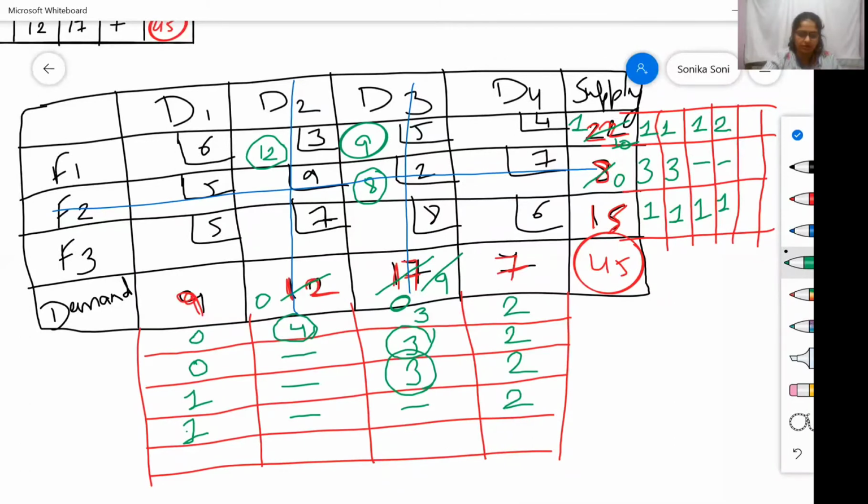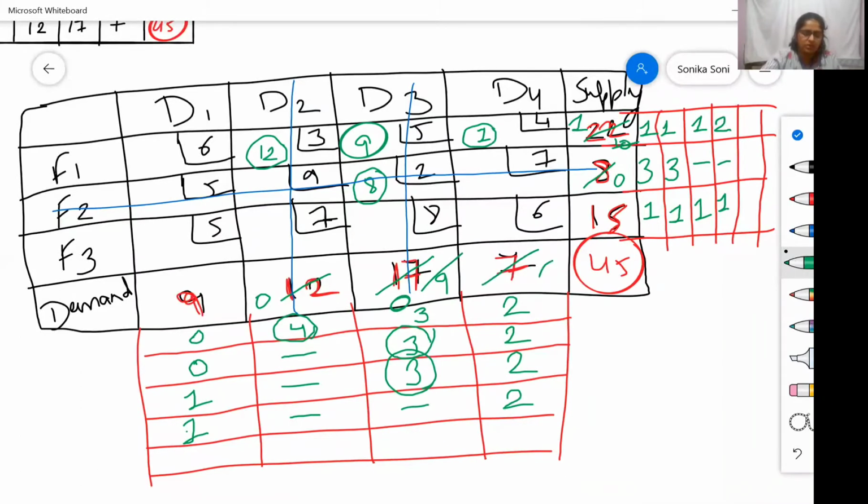Now which one is the highest penalty here? We have 2 here in the F1 row and 2 here in the D4 column. Here also we can see that 4 is the lowest cost. In the F1 row we have 4 as the lowest cost, as well as in the D4 column where we have the highest penalty. That means we have to allocate here in the 4, where we have 1 in supply and demand as 7. So we can allocate only 1 here.